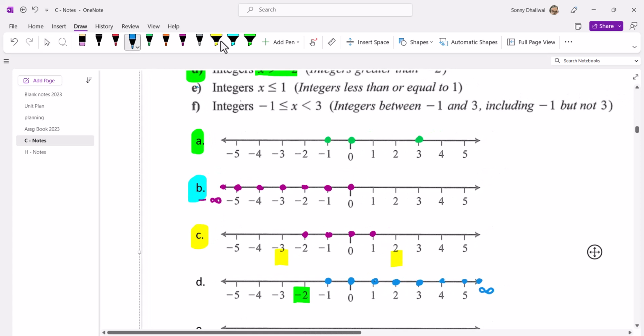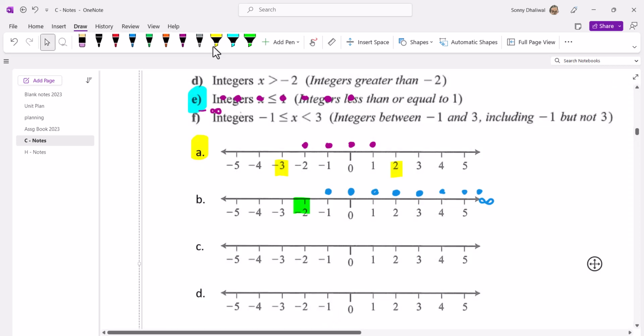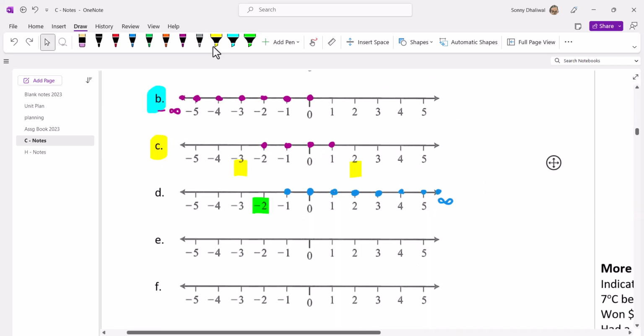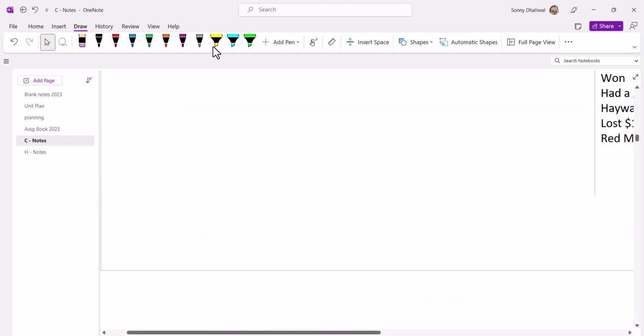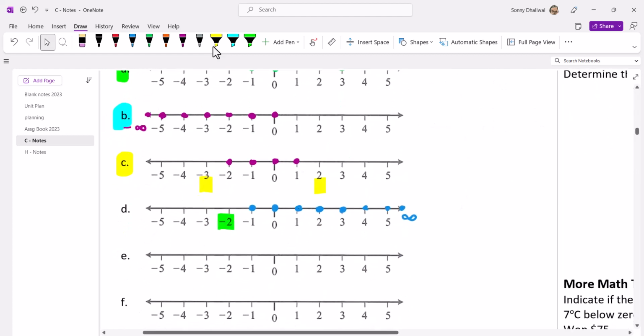Next up, E. Any number that's less than or equal to 1. Any numbers less than or equal to 1. Here is 1 right there. We want to go less than 1. Do we go left or right? Left. And Carson, do we include 1 or not?